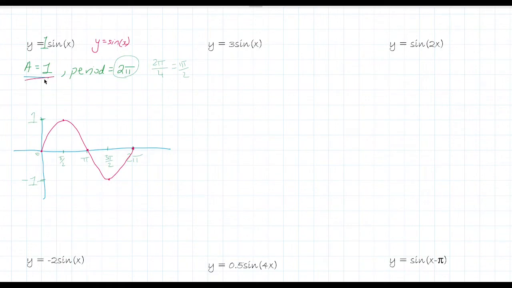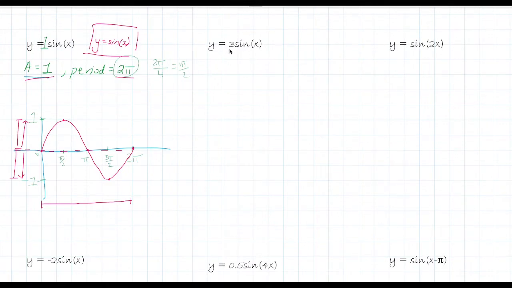It has amplitude 1. So that means from 0 to 1, that's the height, from the middle of the graph to the highest point, and from the middle of the graph to the lowest point is 1. And the period, so the distance that one cycle takes up, is 2 pi for a regular y equals sine x graph. So now let's look at another graph, which is y equals 3 sine x.